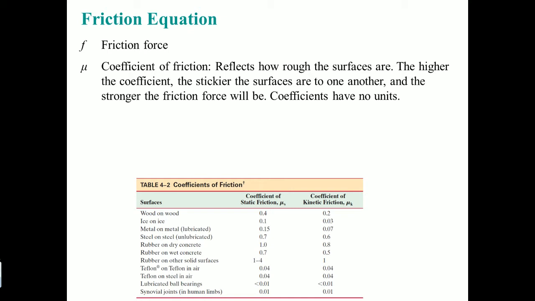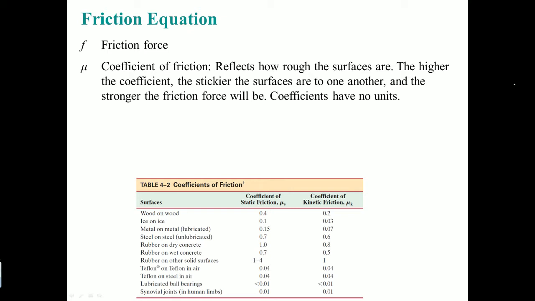Below, I give you a diagram of some mu's that you will see. Wood on wood is the highest at 0.4. Then you will have ice on ice, which is 0.1. When we talk about ice in our class, we mostly treat it as almost approximately frictionless. Okay.